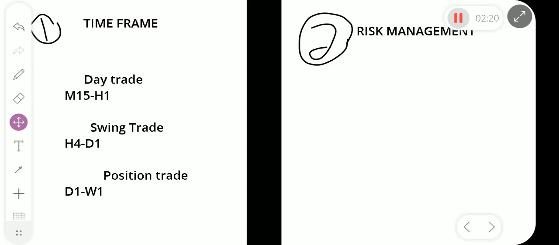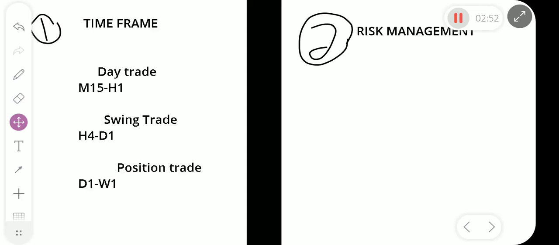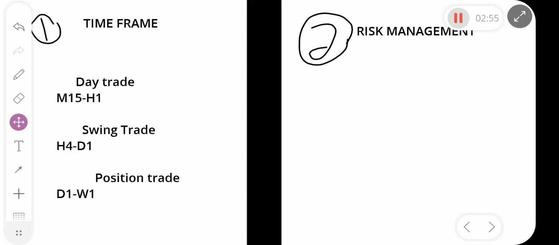Our first step is choosing a time frame. We have day trading, swing trading, and position trading. Day trading is more like scalping, M15 to 1 hour. Swing trading is H4 to daily, and position trading is daily to weekly, up until the monthly time frame. Let's make our trading plan with an example.